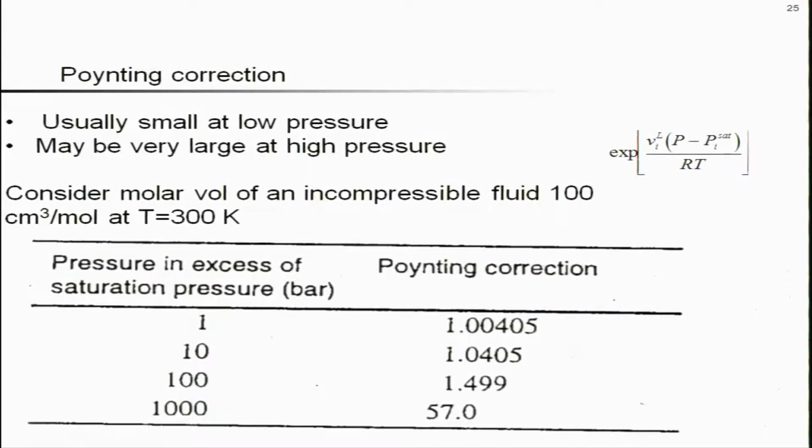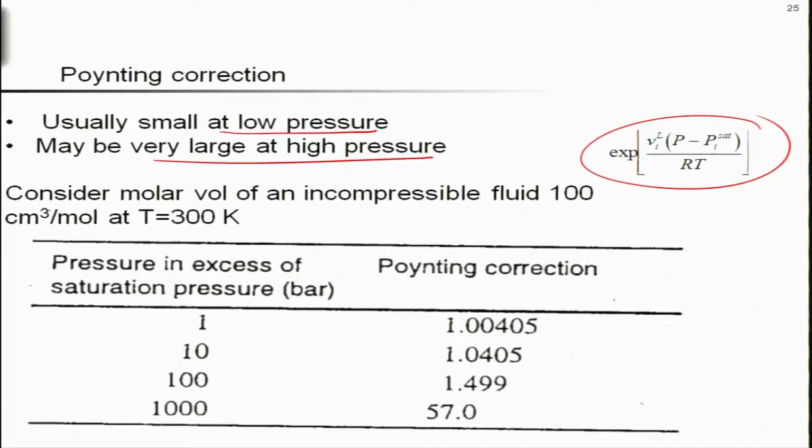Now, let me also further point out a bit about this Poynting correction. It is usually very small at low pressure, but it could be very large at high pressure. To appreciate this point, let us consider the molar volume of an incompressible fluid, which is 100 centimeter cube per mole at 300 Kelvin. Okay, so we are looking at only this term, where we have put the molar volume at 100 centimeter cube per mole, and the pressure, this delta P, we vary.